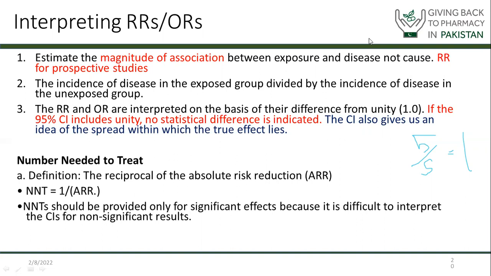Then we don't see the alpha value. Normally we say alpha less than 0.05 is a significant value. But if there is no alpha, then we have to see the confidence interval.